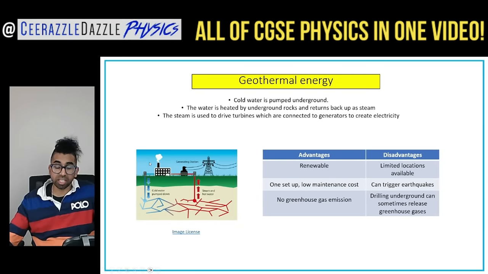Geothermal energy. So this is really interesting. They pump cold water down into the ground and the hot rocks heat up the water, turning it to steam. So it comes back up to the surface as steam over here. As you can see, the advantages are it's renewable. Once you've set it up, low maintenance cost. There's no greenhouse gas emission. Disadvantages is going to be the limited locations available, can trigger earthquakes. Drilling underground can sometimes release greenhouse gases as well. So when you drill underground, it can also release greenhouse gases.